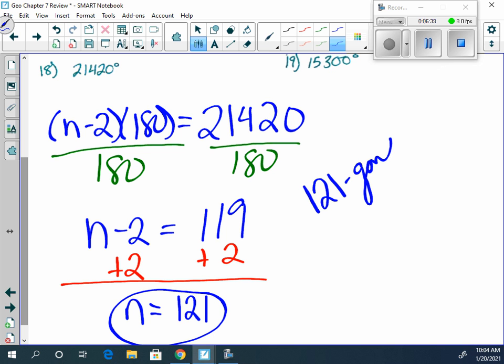Questions on this here? So really for this here, what we're doing is we're just taking whatever the sum is, so we could do it with 15,300, and we would plug it in here. And well, the first thing I would do is divide it by 180, and then what? Add 2.